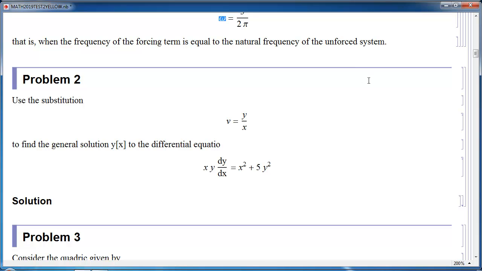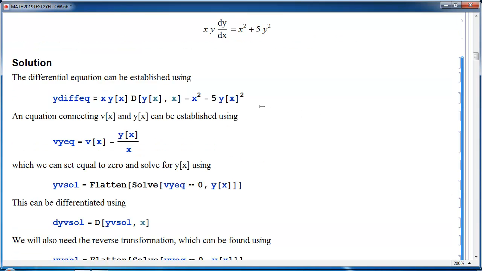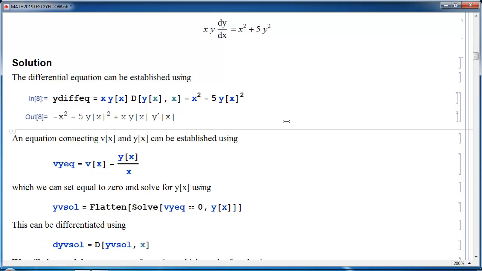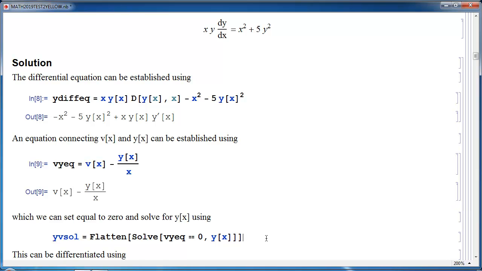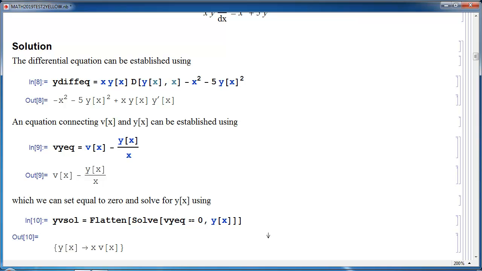Here's the second problem. So we've given this substitution, and we're asked to use that to find the general solution of this differential equation. So let's do that. First of all, we want to establish the differential equation, which I can do using that. And you can see that I've made y a function of x.